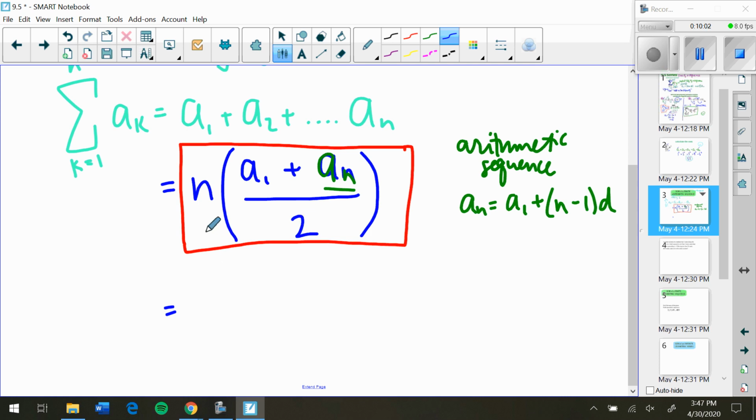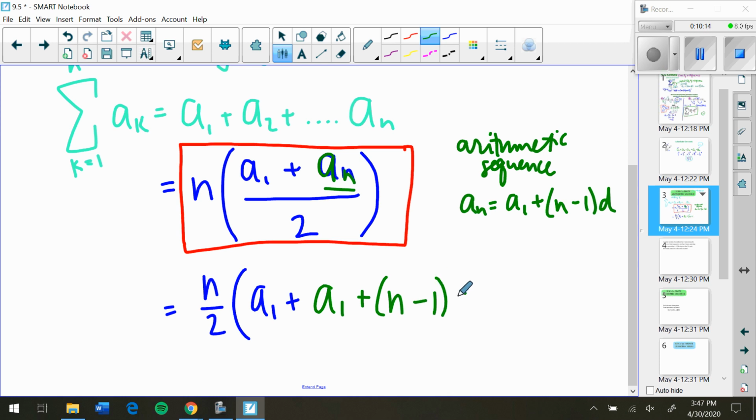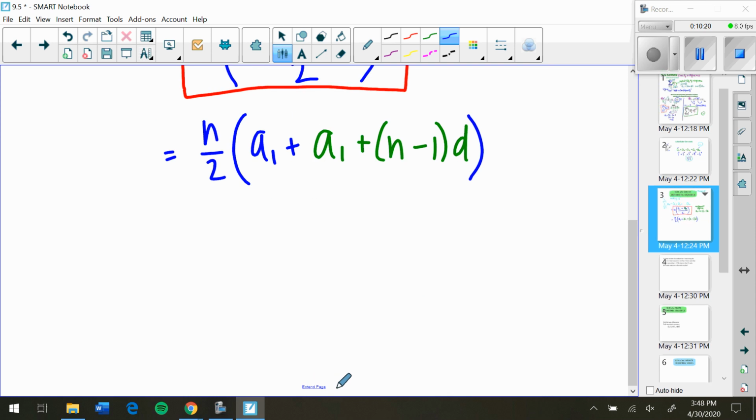I'm going to pull this 2 out, so I'm going to have n over 2 times a sub 1 plus, now instead of a sub n, I'm going to write this formula, a sub 1 plus n minus 1 times the common difference. I don't really like how that looks though, so let's simplify. Specifically, I'm just going to add up my a1s.